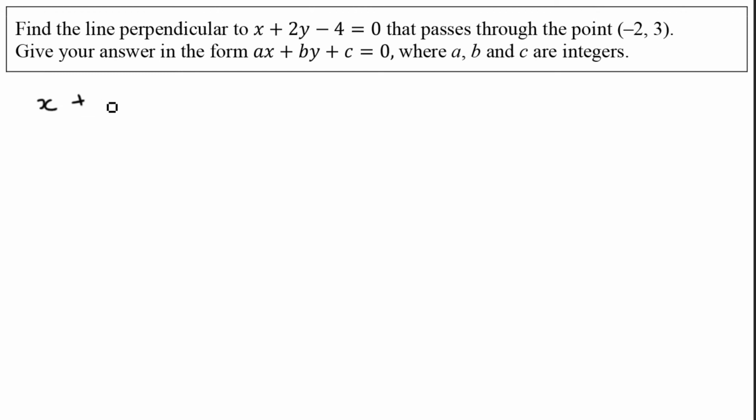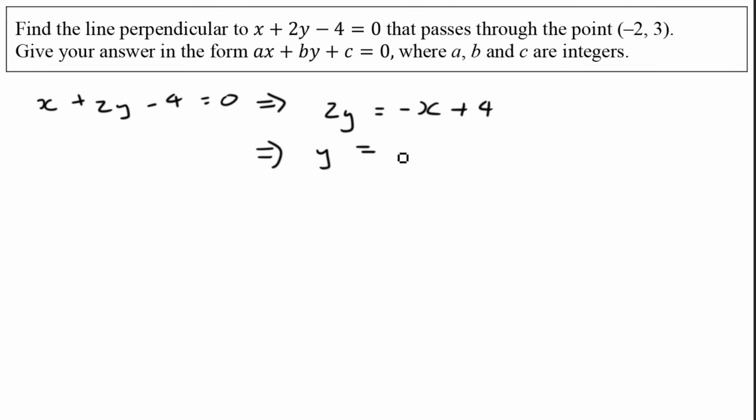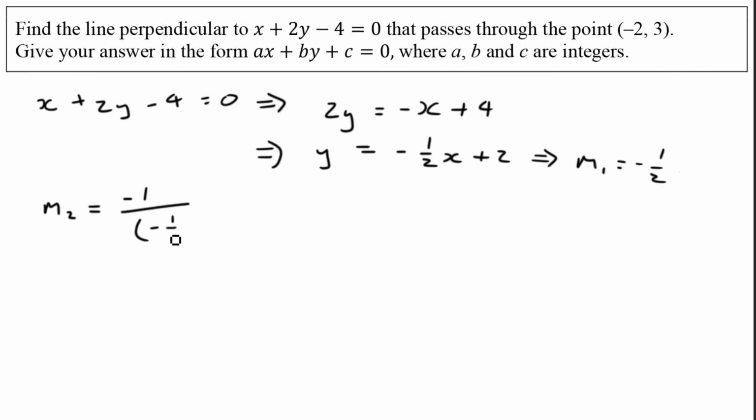If the line that we're starting off with is x plus 2y minus 4 is 0, then if I subtract the x and add the 4 to both sides, I get that 2y is negative x plus 4. Divide through by 2, I get that y is negative 1/2 x plus 2. So that means the gradient of the line I'm starting off with is negative a half. But I need to know the gradient of the line perpendicular to that, the gradient that we have so far called m2. So that is negative 1 divided by the gradient we have just deduced.